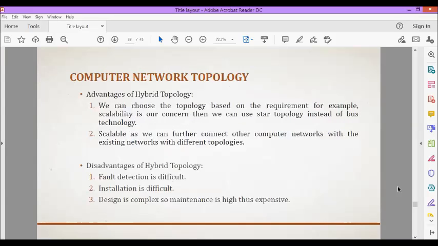So advantages of hybrid topology, we can choose the topology based on the requirement. So for example, if scalability is our concern, then we can use star topology instead of a bus topology. Scalable, as we can further connect other computer networks with the existing networks with different topologies. While its disadvantages are fault detection is difficult, installation is difficult, and design is complex. So maintenance is high, thus expensive.